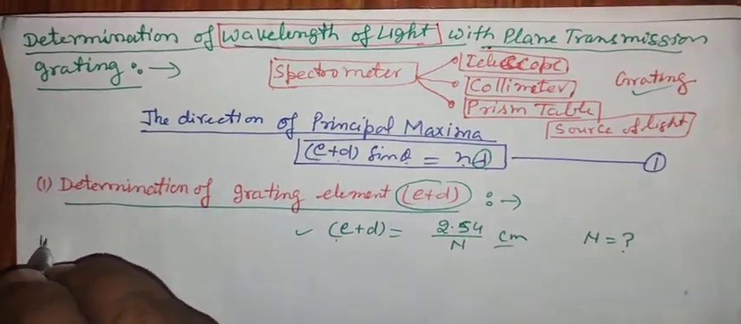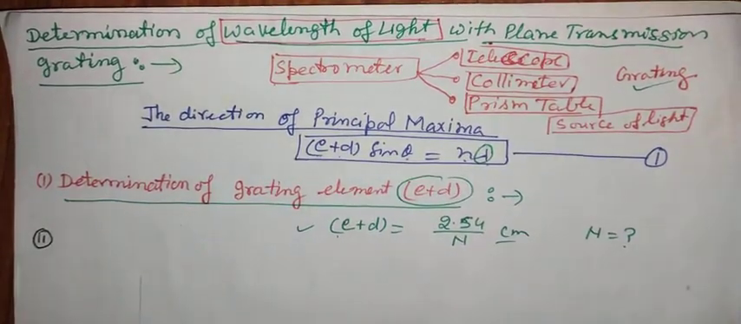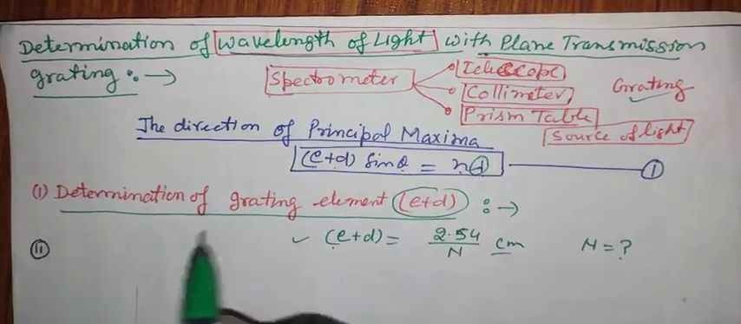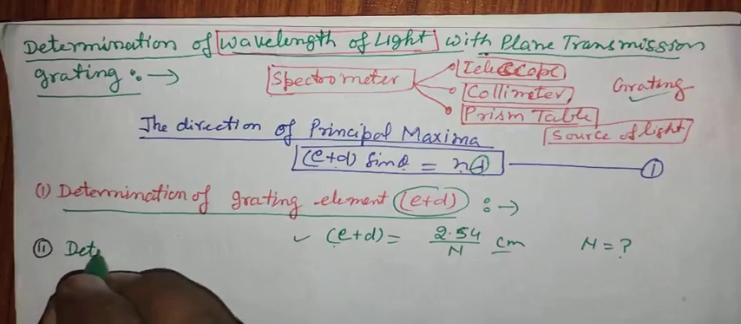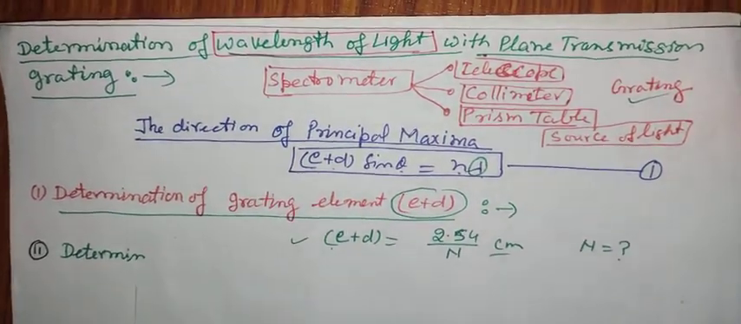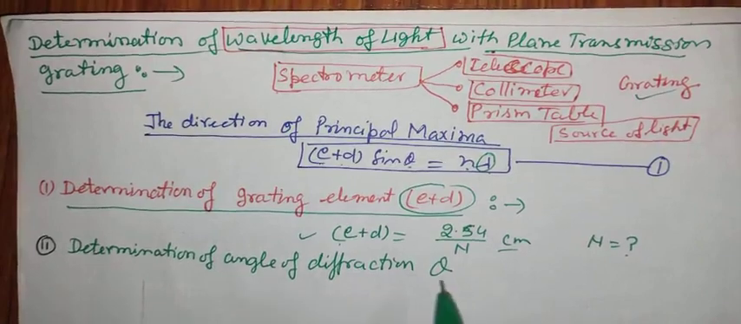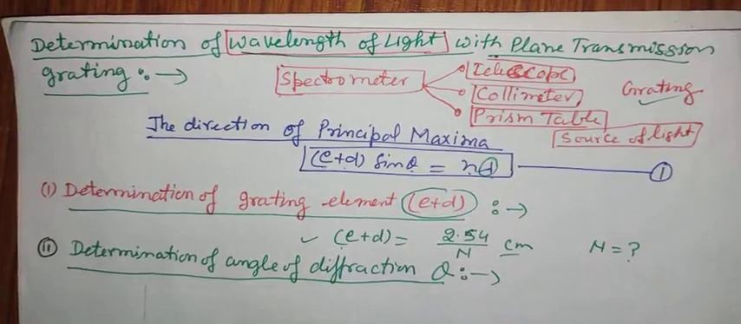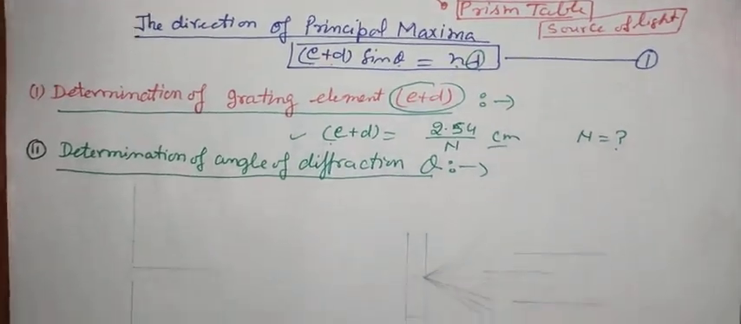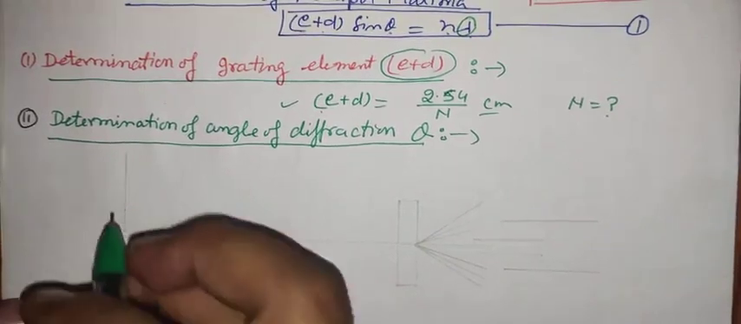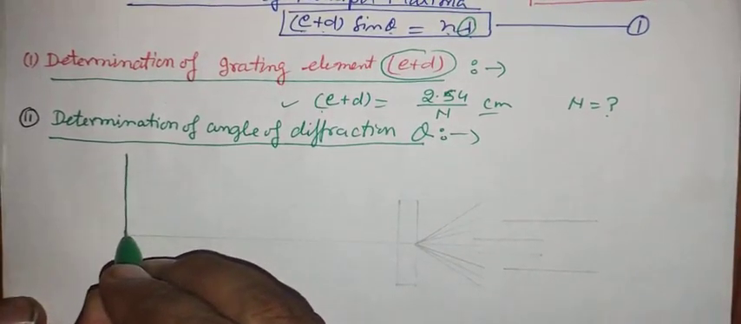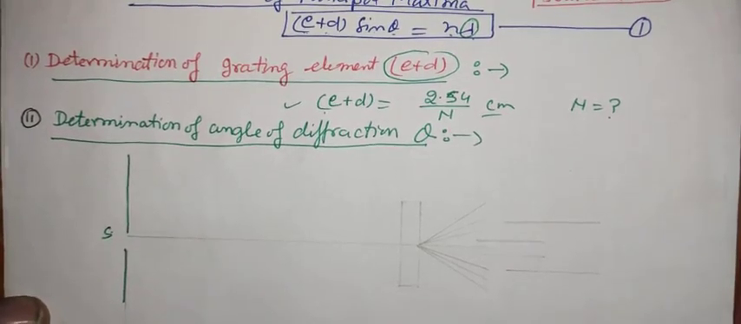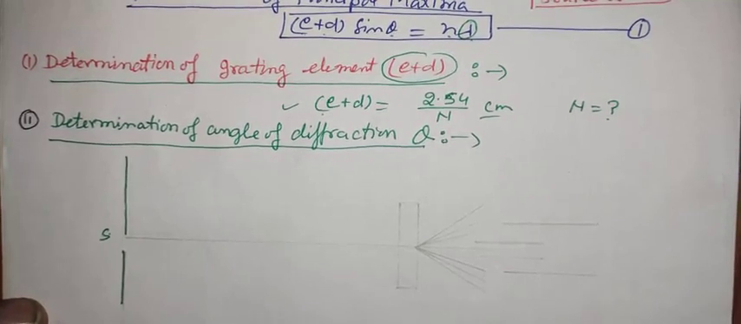The second thing is the determination of the angle of diffraction theta, from which sin theta can be obtained. For this, see this diagram carefully. Here, this is the source of light, either monochromatic or white, according to the need.